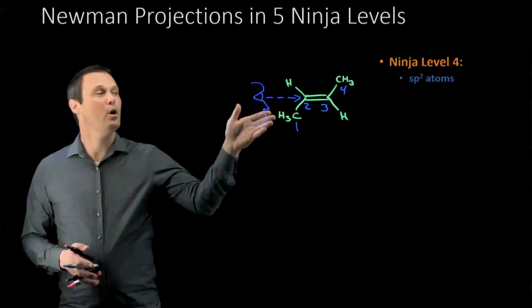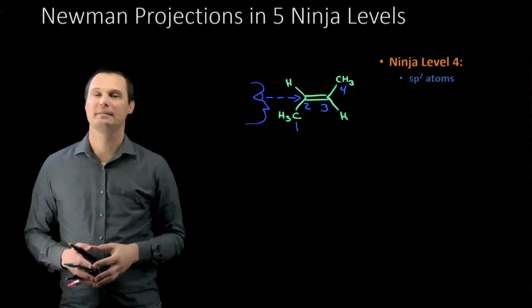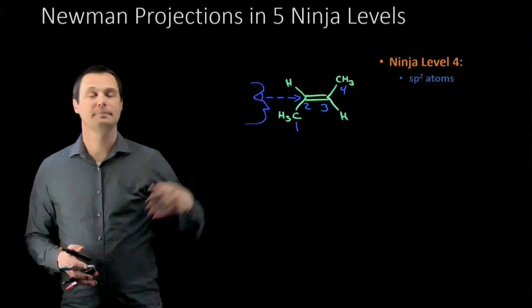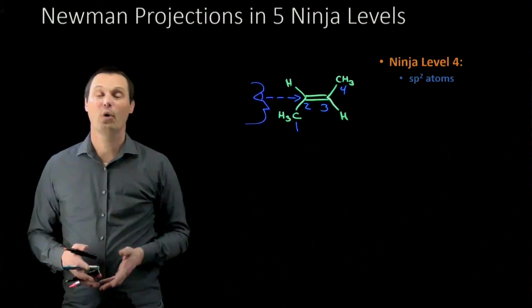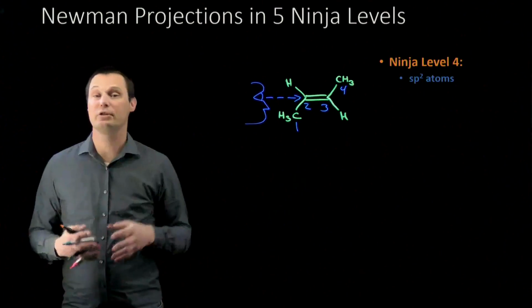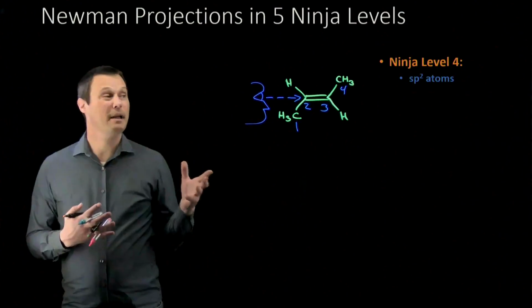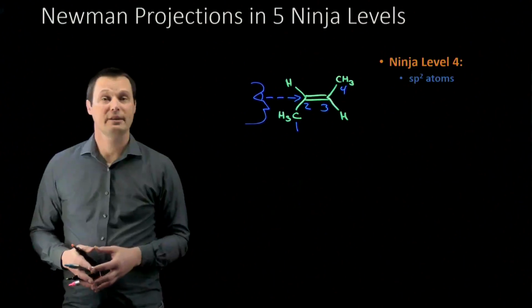Ninja level 4 is where one or both of the atoms are sp2 hybridized. Both atoms don't have to be sp2 hybridized. You could be looking down a sigma bond where only one of the atoms is sp2 hybridized, or the sp2 hybridized atom might be an oxygen or a nitrogen. Like the previous example, it may look a little bit weird, but the process is actually exactly the same.